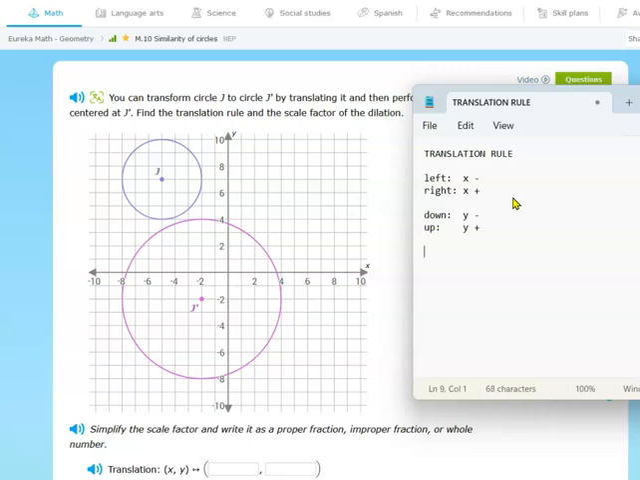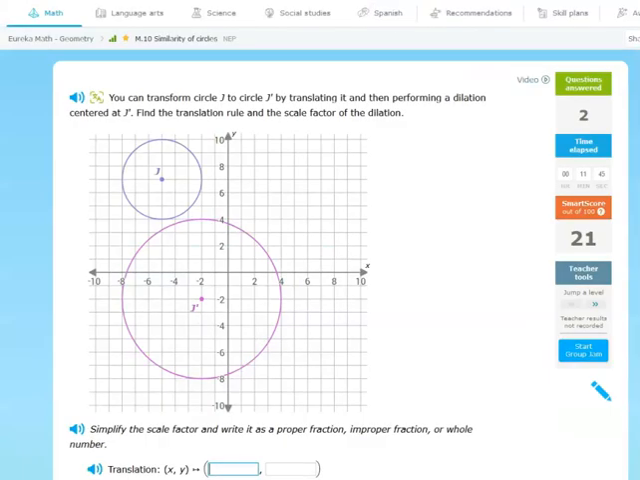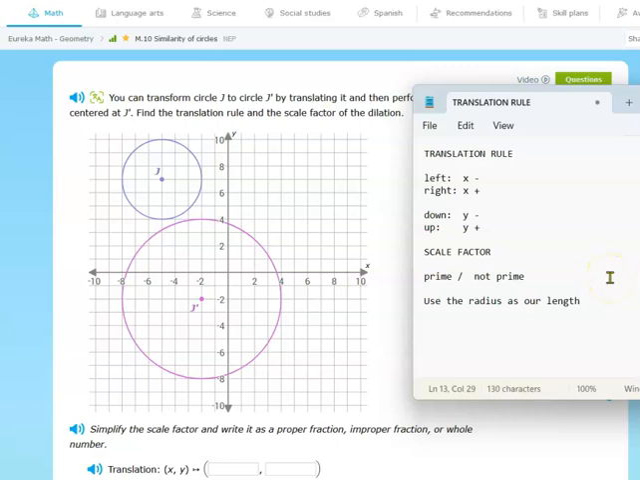Okay, and then for finding the scale factor, you are going to basically make a fraction. So prime over not prime. And we're using the radius as our length for prime over not prime. And then once you have your scale factor, of course, you're going to come over to your Desmos calculator. The link for this calculator is in your checklist for today, and you are going to make sure that it is simplified.